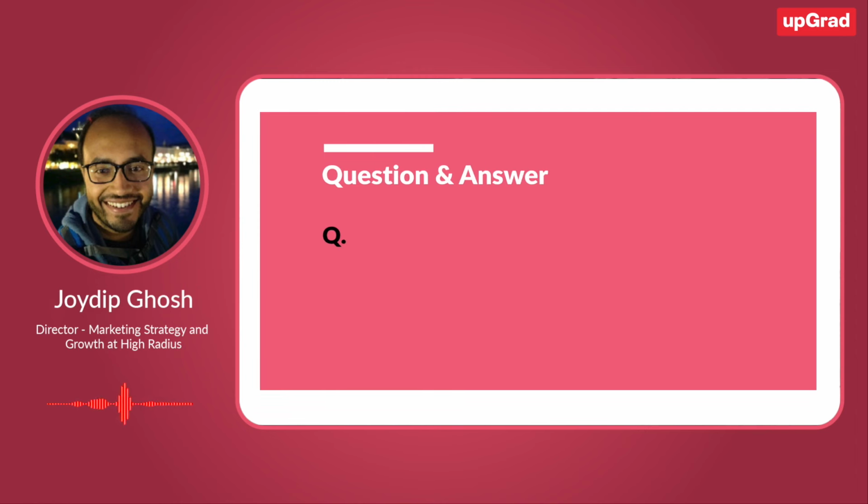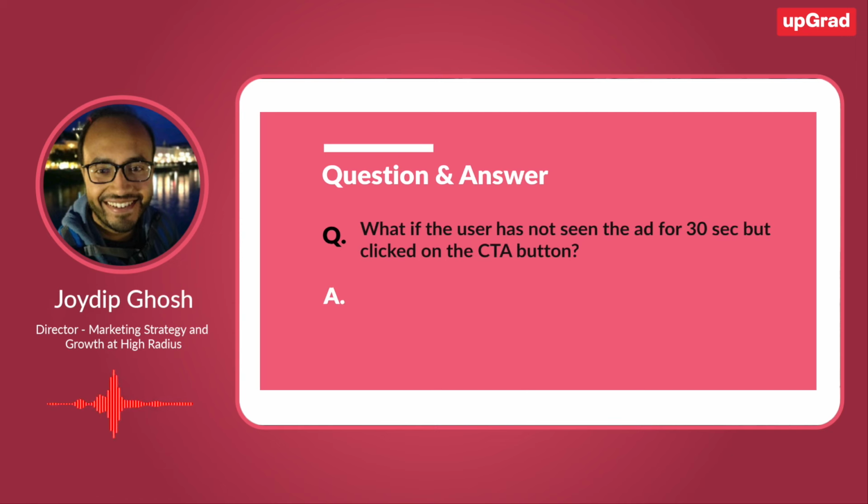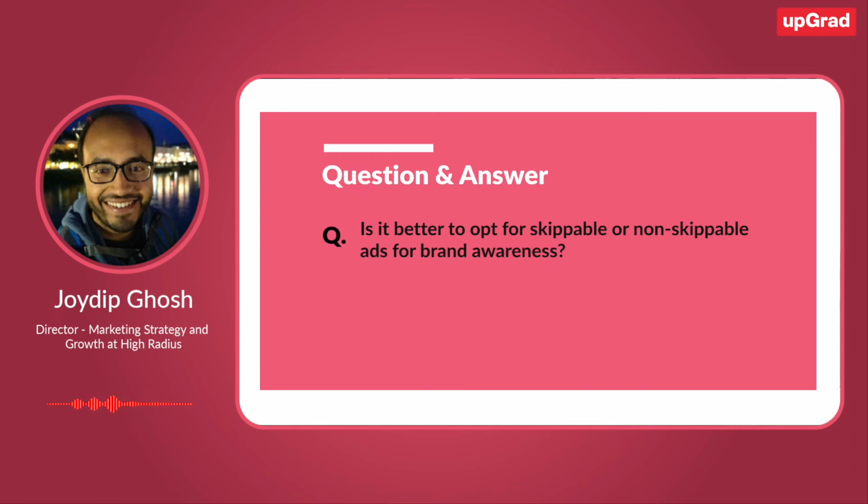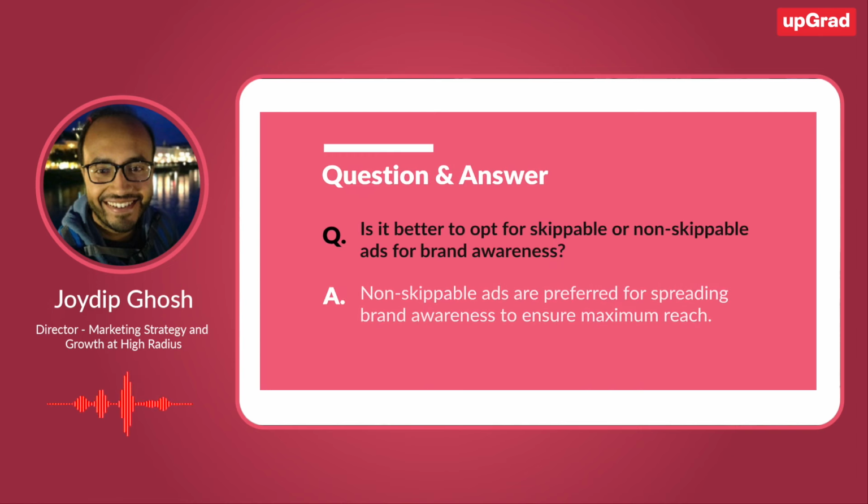What if the viewer has not seen the ad for 30 seconds but clicked on the CTA button? If the viewer clicks on the CTA button, it will be considered as one view and one click, and the advertiser will pay. For a brand awareness campaign, it is generally non-skippable ads because you want to make sure that your campaign gets seen by the maximum number of people.